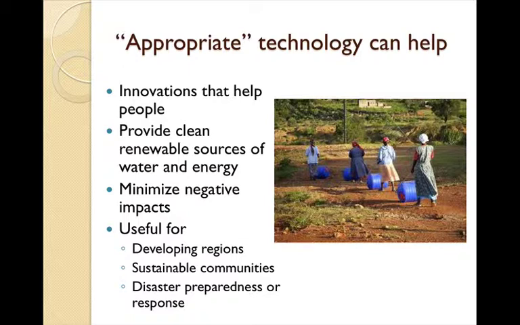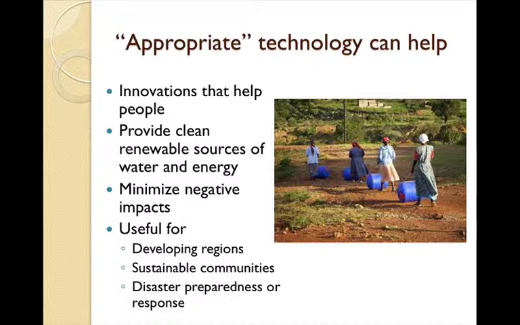And you see in this picture here, there's a great innovation, which was making water barrels that have a spindle on them, so people can roll them from a good water source. They can carry quite a bit more water in one trip, and they aren't hurting their backs, and they're not making little children carry it. So this very simple innovation is an example of appropriate technology that gets clean water to people.